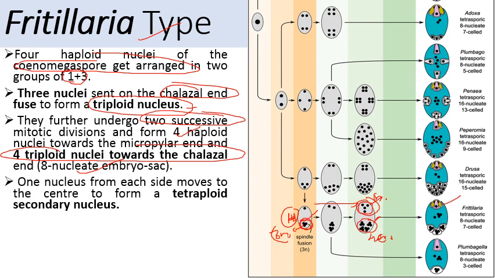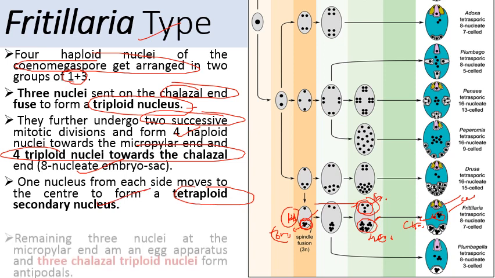One nucleus from each side moves to the center. Each nucleus will move from both poles toward the center. One is a triploid nucleus, the other is a haploid nucleus. That results in formation of a tetraploid secondary nucleus, or the central cell contains the tetraploid nucleus. So this is the tetraploid secondary nucleus.